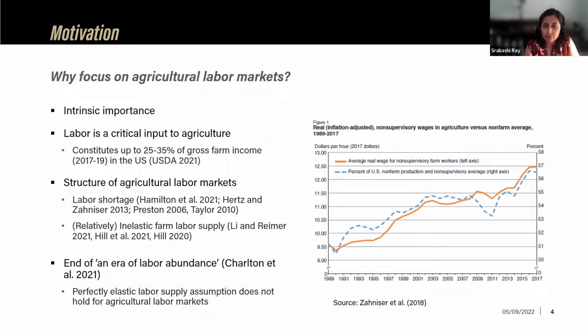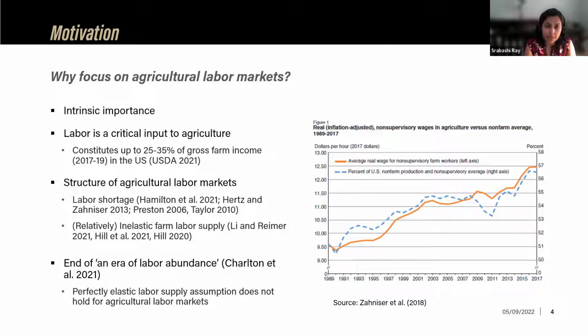So why do we need to focus on agricultural labor markets in the context of IAMs? First of all, there is an intrinsic importance for delving deep into the quality of life of agricultural workers who grow our food, and so the employment changes and wage changes have intrinsic importance for us to understand what happens to employment and wages of agricultural workers as environmental policies are implemented.